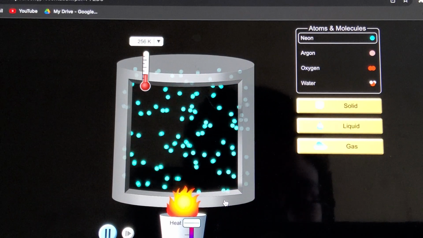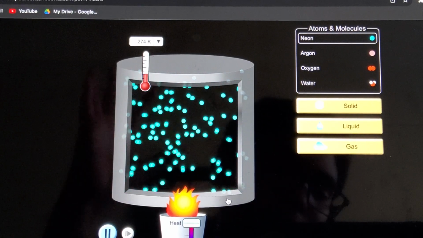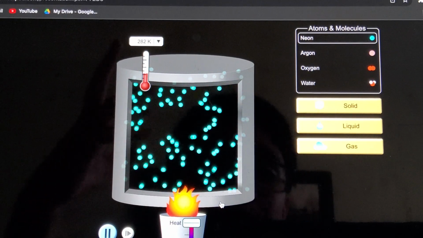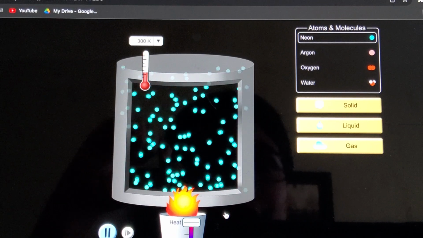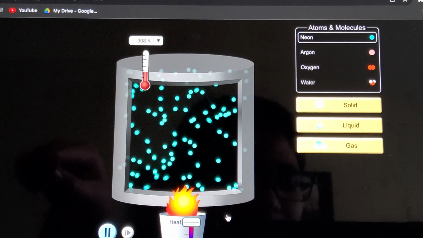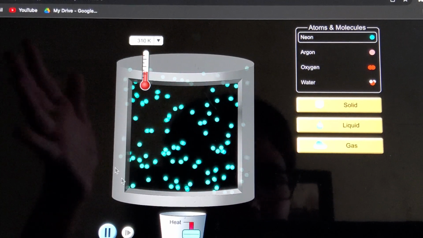So I waited a few seconds, then a minute or a couple of minutes, to see what's going to happen if we add more heat to it. Right now it's around 300 Kelvin. What do you predict will happen? Do you think it's going to stay like that?